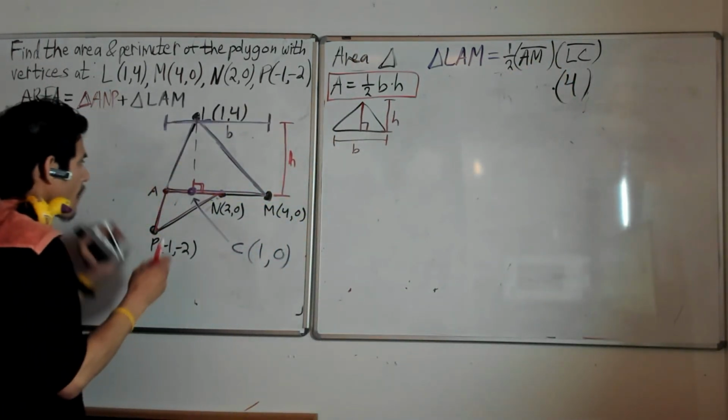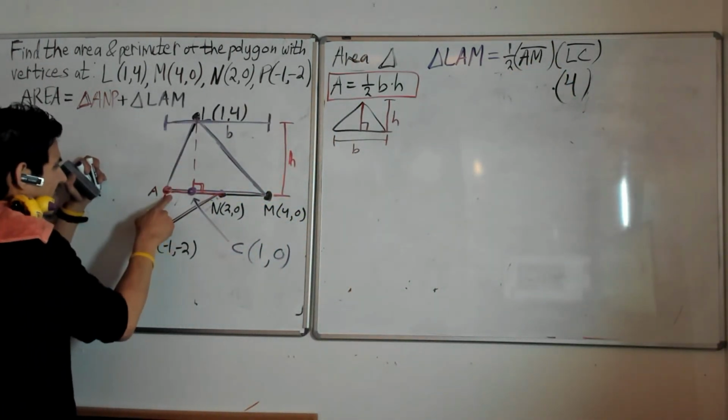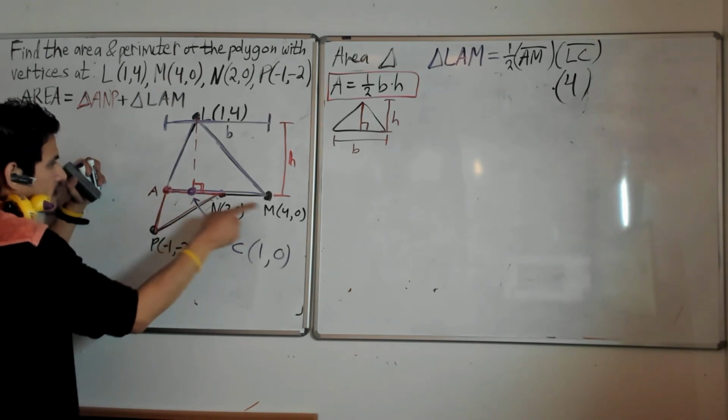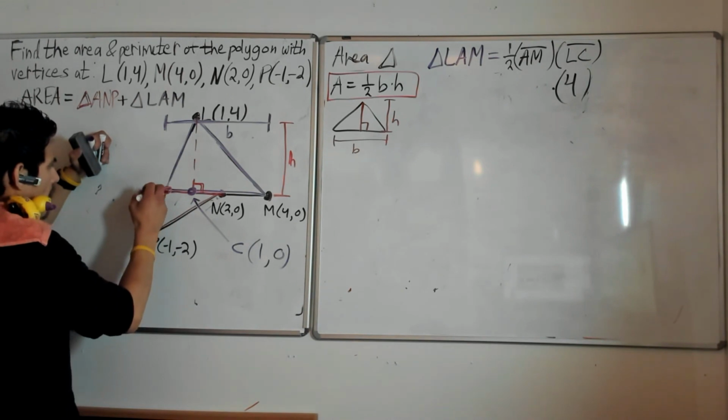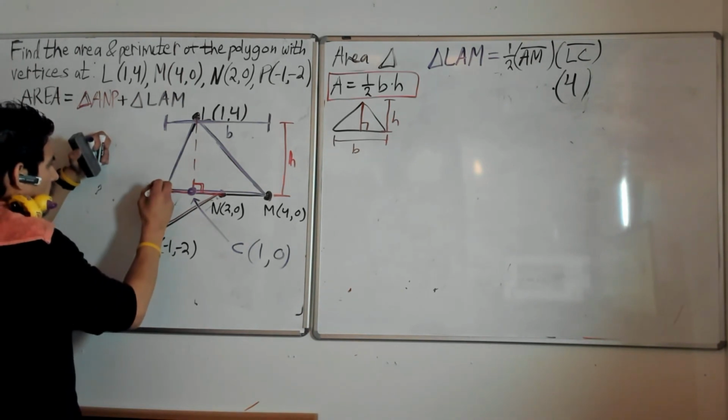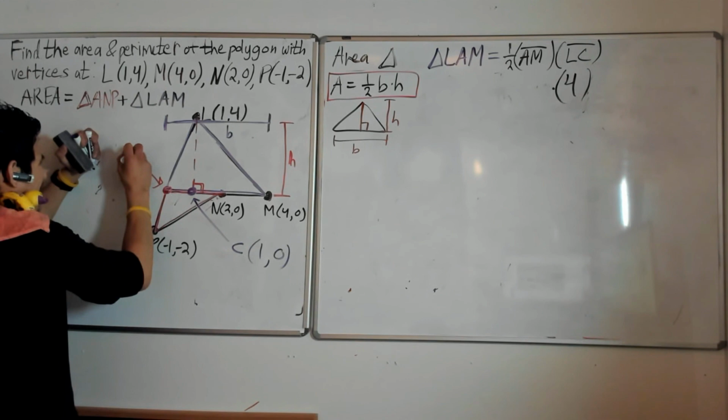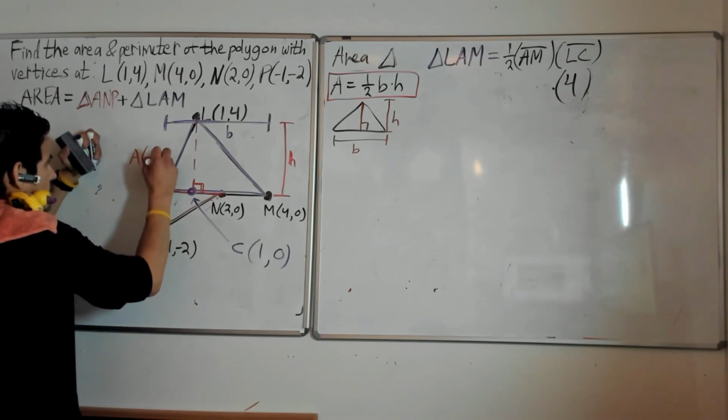And this is where it gets fun. A is going to have, we know it's going to have a y coordinate of 0. So let's go over here. Point A, y coordinate of 0.